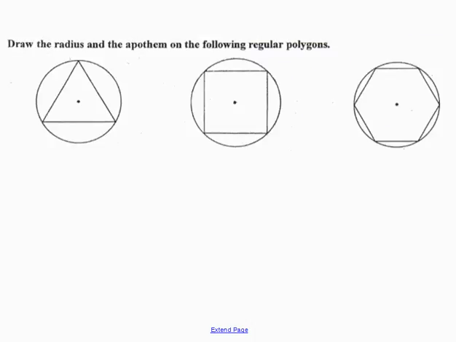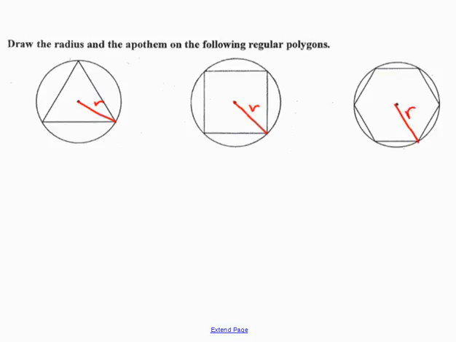So now we have three regular polygons. We've got an equilateral triangle, we have a square, and we have a hexagon. So when you're drawing a radius of this particular polygon, this is the triangle, we're going to draw from the center of the polygon to the vertex. That's the radius. For the square, we go from the center to the vertex. That's the radius. And for the hexagon, to the vertex, which is the radius.